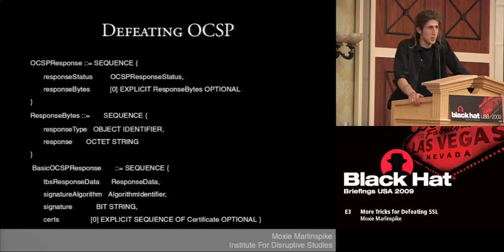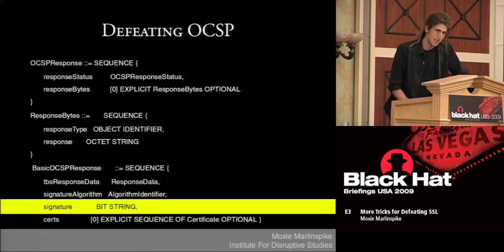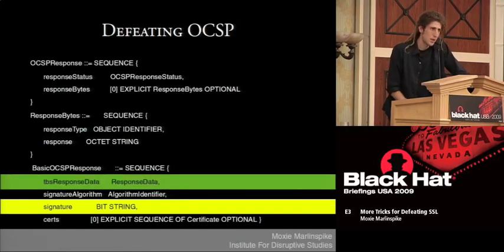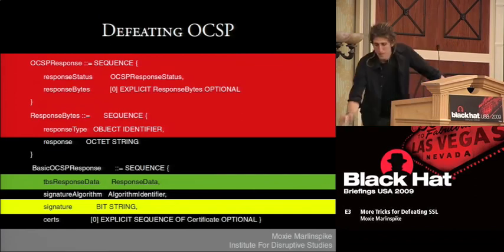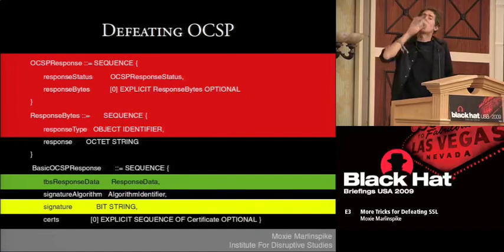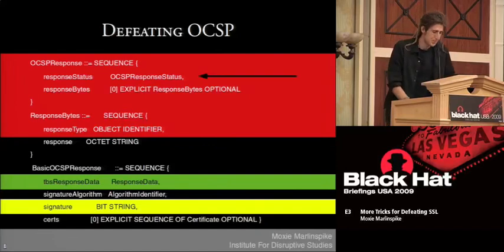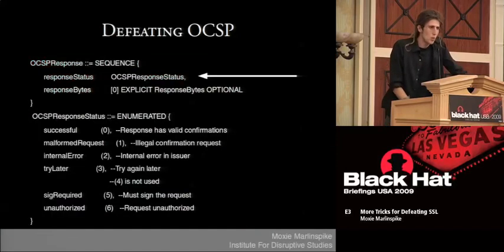And the signature comes from the certificate authority, right? So that's a problem. If we want to forge an OCSP response, we might have difficulty forging the signature on the certificate, right? But the interesting thing about this signature is that it doesn't cover everything. It only covers the response data. Notably, it doesn't cover all this other stuff, including the response status. So what's up with response status?